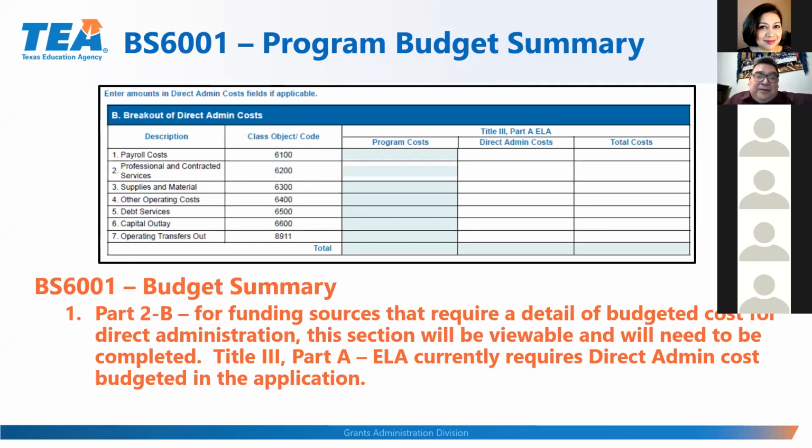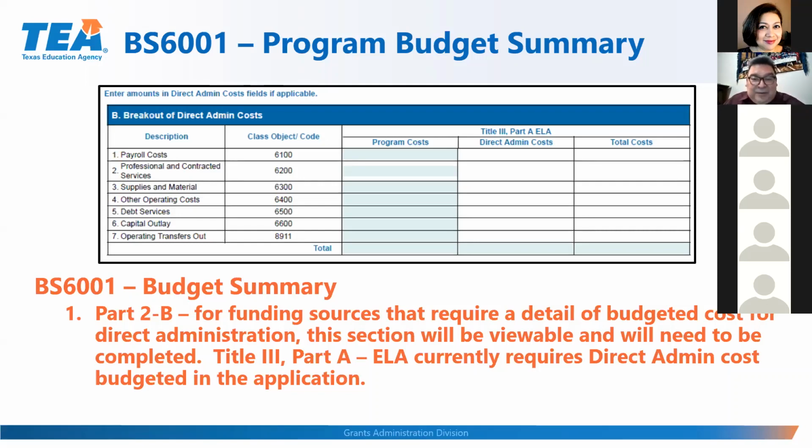Now, this new year, on the top section, you would fill in the total amount on one single line, and if you are receiving Title III Part A, Part 2B will appear, and you'll have to go ahead and just identify if you have any, from the amount that you budgeted on top, if you have any direct admin costs under the different class object codes. It will check the validations because Title III Part A is limited to no more than 2% in direct admin costs.